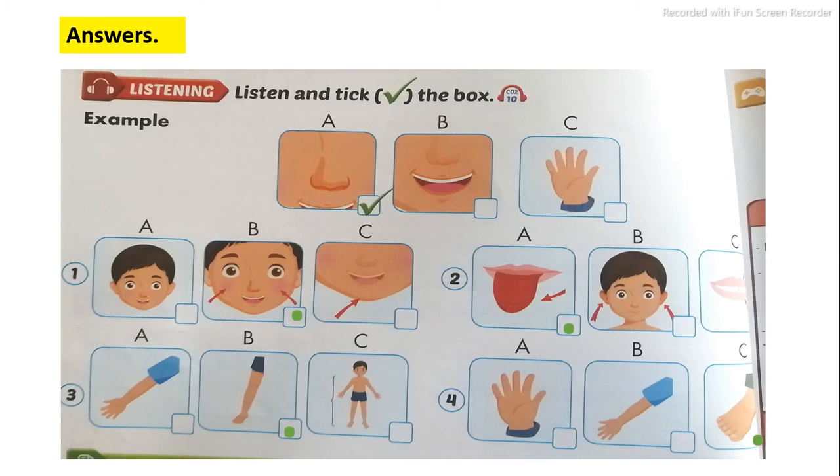So here are our answers. In the student book, section A, number 1, the answer was picture B, cheeks. Number 2 was picture A, tongue. Number 3, the answer was picture B, leg. And number 4 was picture C, foot.